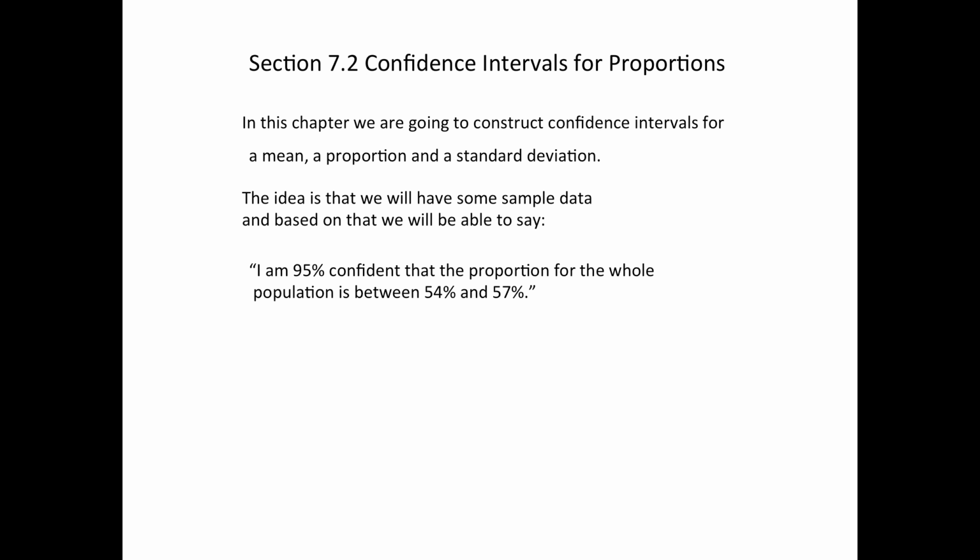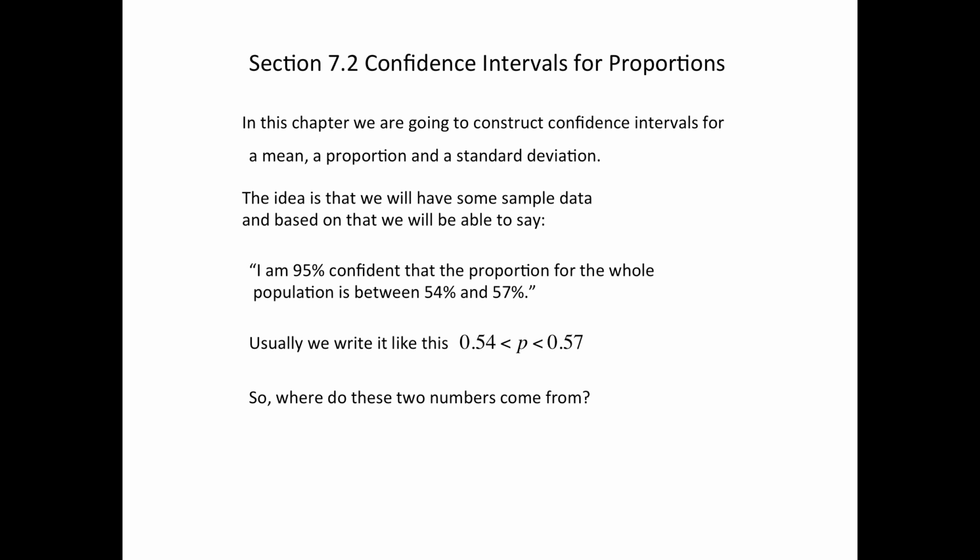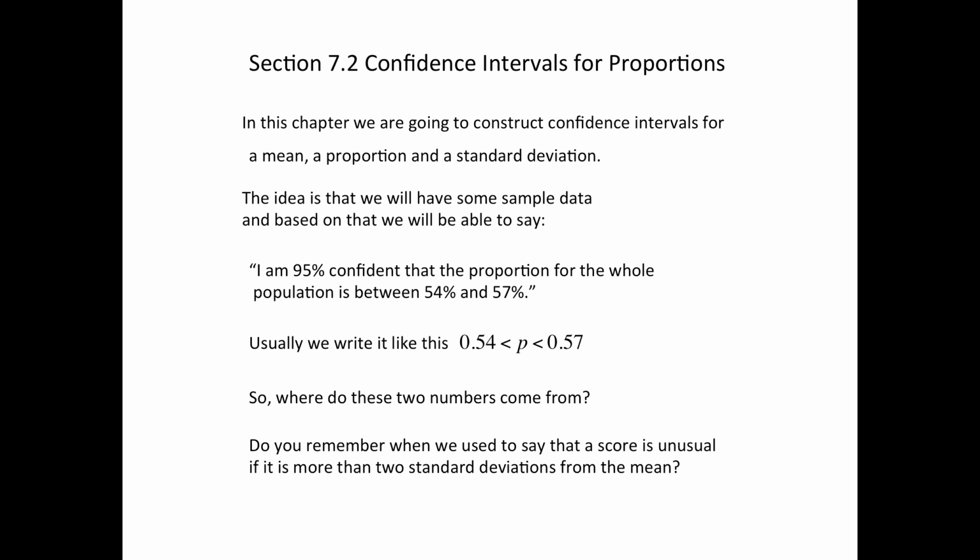Of course, we can't be 100% sure that that's true for the whole population because it's based just on a sample. So we'll end up saying, well, I'm 95% sure that the following statement is true. Usually we write the confidence intervals like this as decimals. p is between these two, 0.54 and 0.57. So the next question is, where did these two numbers come from?